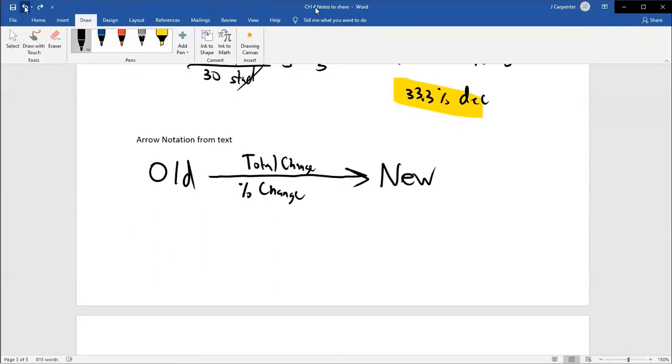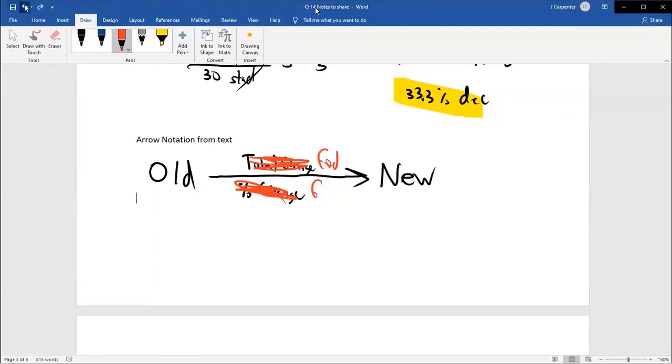So again, you'll have the original value on the left, and it'll be pointing at the new value. The total change may be up here, or you may have to find it, and that would be up here with a plus or a minus. And then the percent change would be on the bottom. Now, they might not give you these two numbers. They may give you the old and the new, and you have to find them.